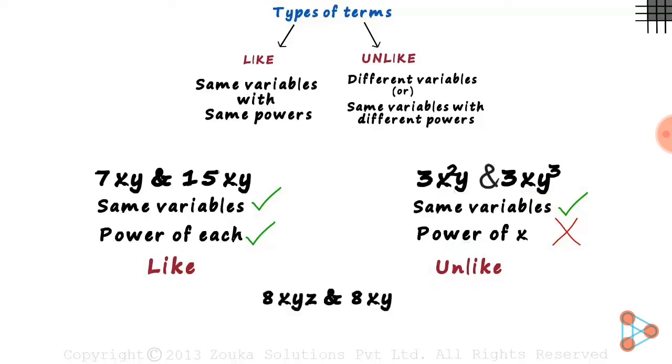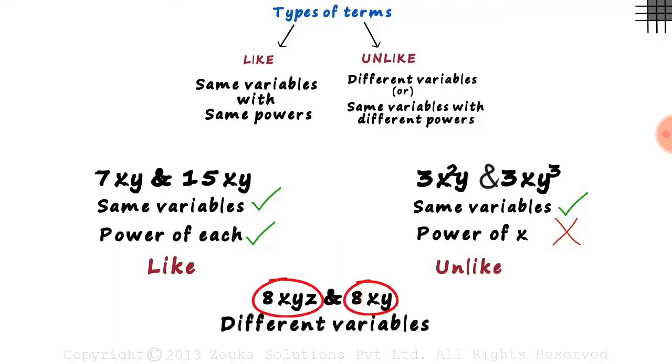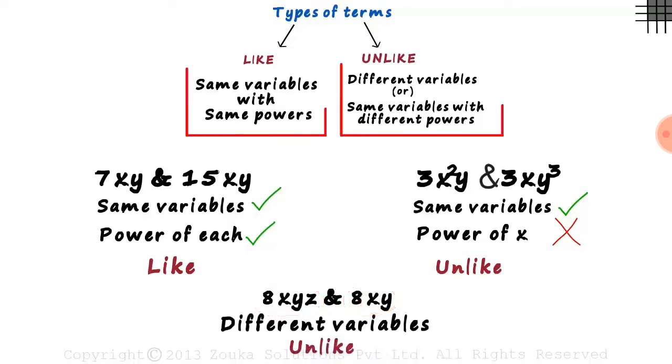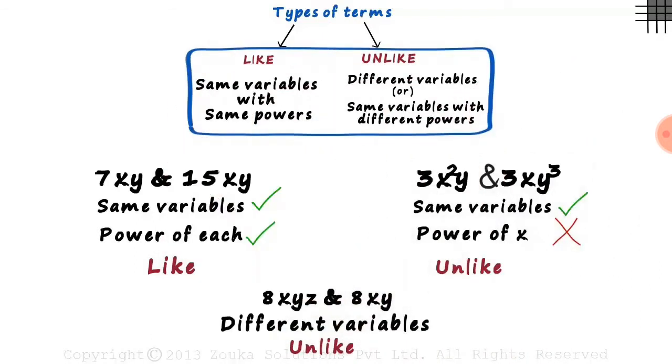What about 8xyz and 8xy? The first term has three variables, x, y, and z, and the second term has just x and y. It does not have z. Both the terms have different variables. Hence, they are unlike. Just remember these two things and you would have no problem understanding the types of terms.